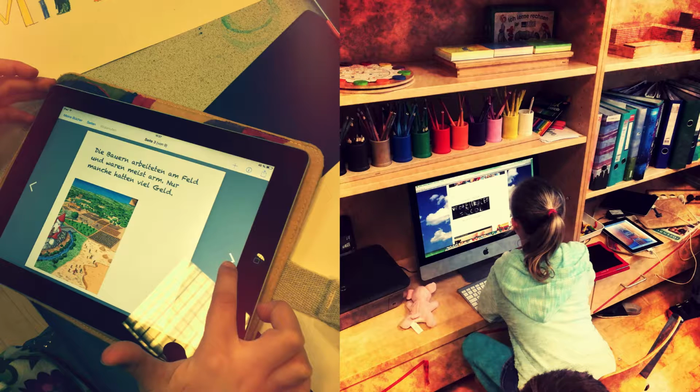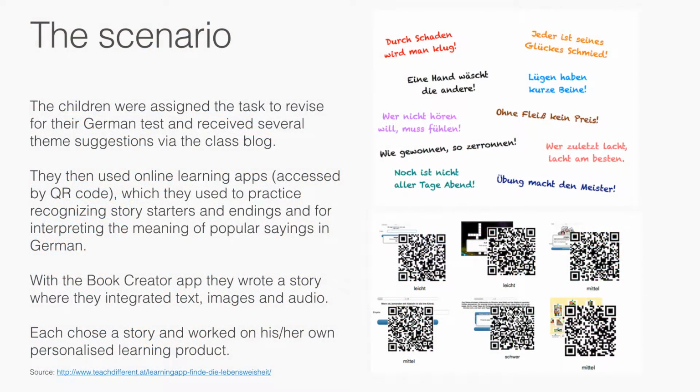The kids are quite used to using different media, different mobile devices, but also the desktop PC in order to investigate and in order to chart their own learning process. On the class blog website, the children found QR codes, which led to different practice apps that Barbara created in learningapps.org. Then they used the Book Creator app to write a story and to put in text, images, and audio. Each child has worked on his or her own personalized learning product.